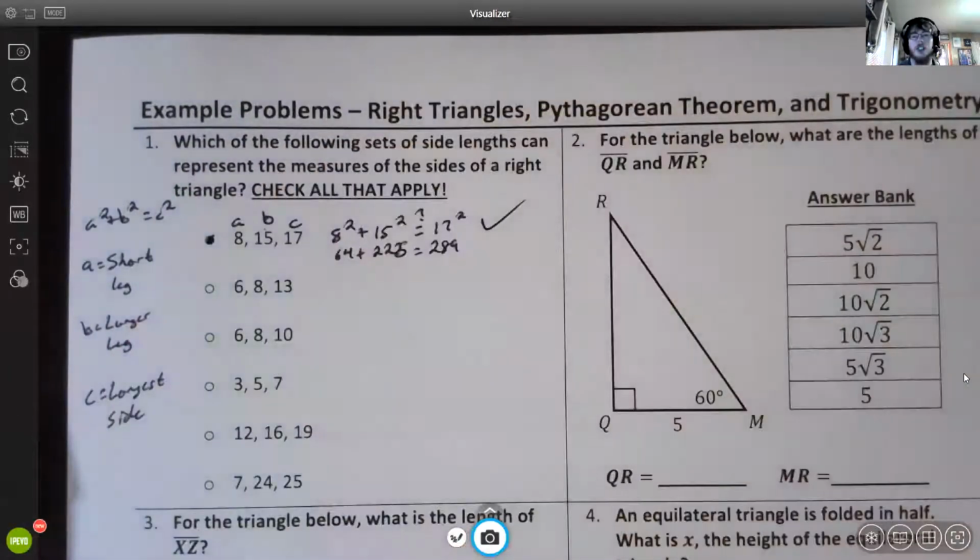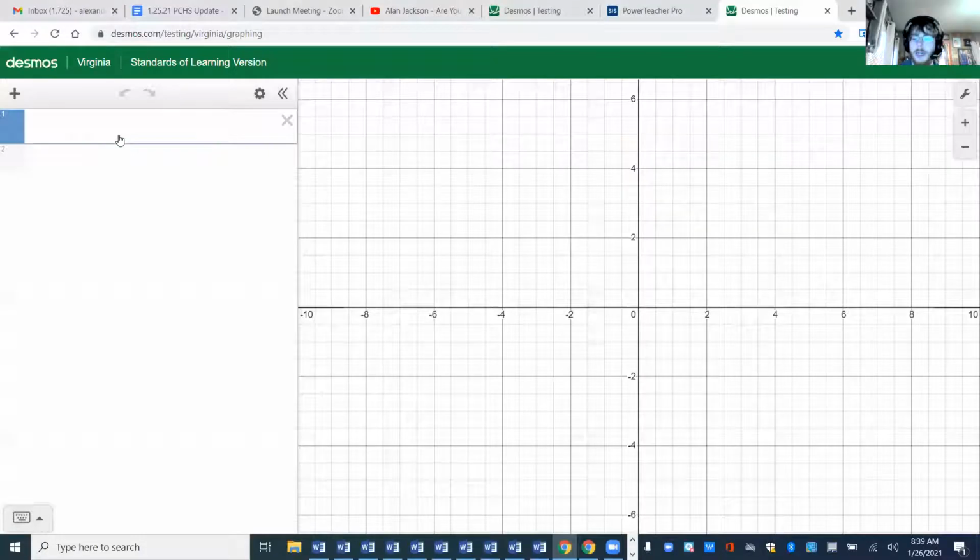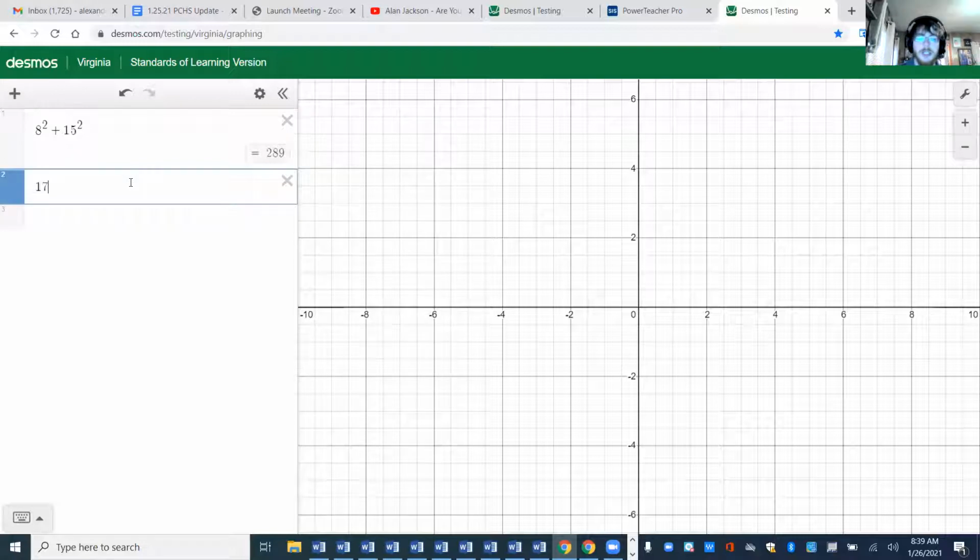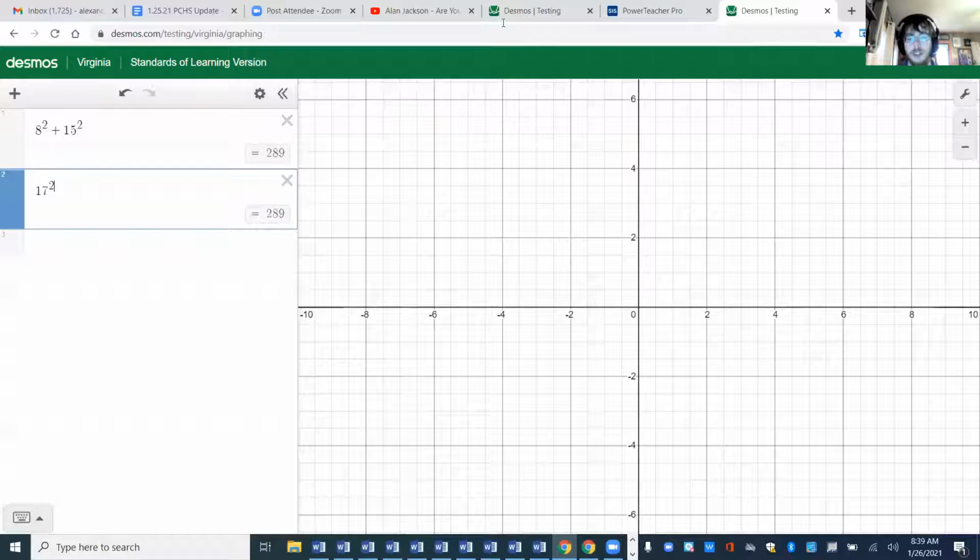Okay, and just to show you on Desmos that would be what you get, we have 8 squared plus 15 squared, which is 289, and then 17 squared, which is also 289, which makes this a right triangle. All right, so let's look at the next one.